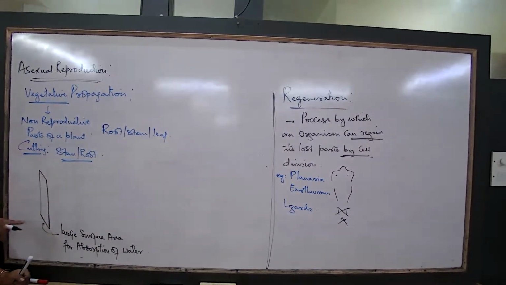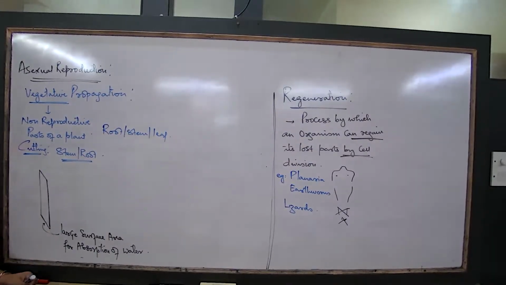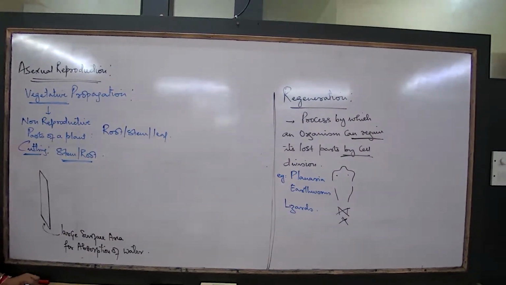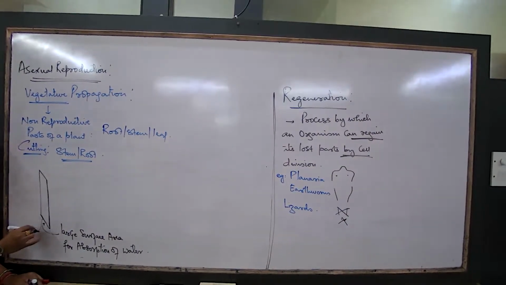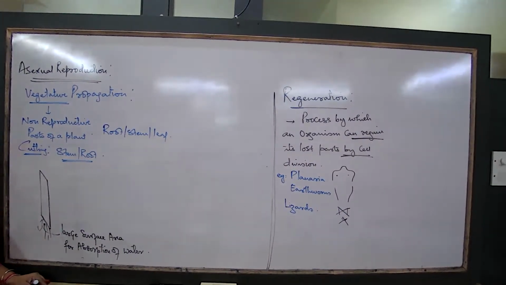So in this way, when we are cutting the stem and putting it in the soil, there is maximum probability that the stem will not die out, and roots will start developing in a period of 2 to 3 weeks.